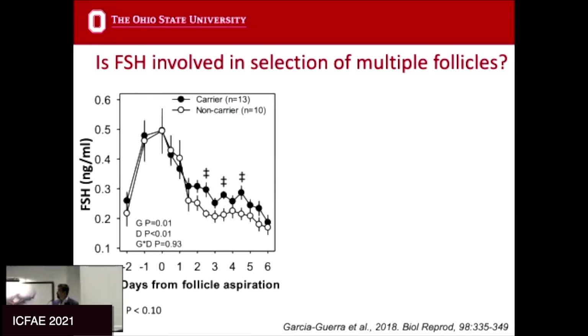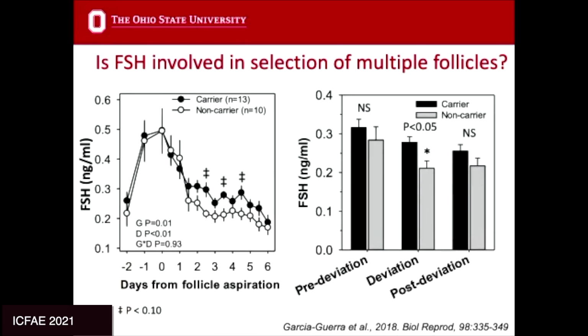Throughout the same experiment I just showed you, we measured circulating FSH, and overall FSH was greater on average for the entire period. However, when we looked at specific time point comparisons, we saw tendencies for greater FSH right around the time of deviation, when that selection actually is occurring. So then we decided to look at average FSH in very defined periods. We looked at pre-deviation, at deviation, and post-deviation.